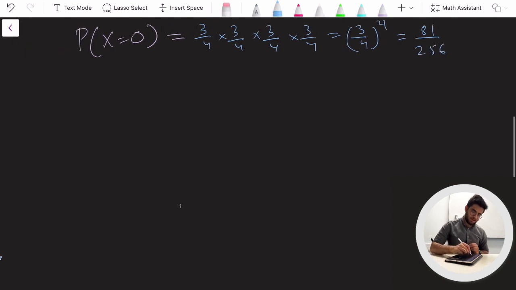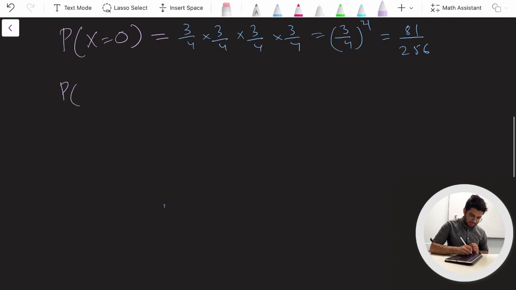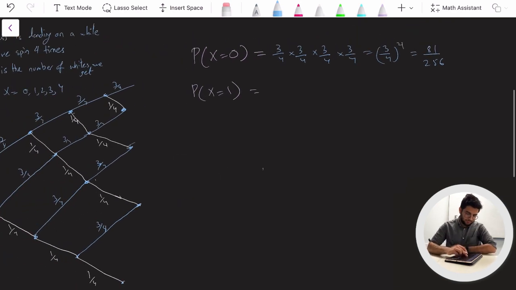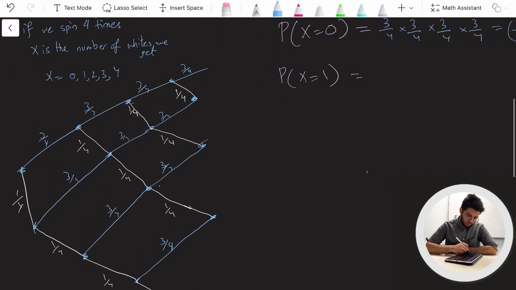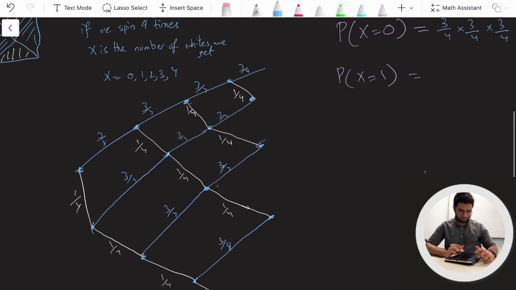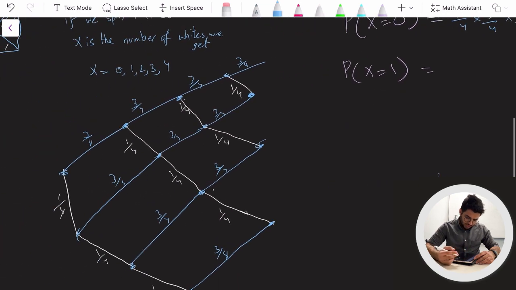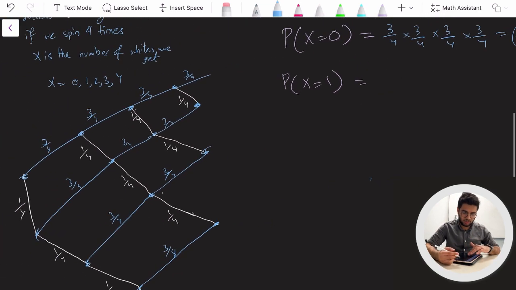Now, the probability that x is equal to 1, calculated in a similar way: you get one white, so you can either get 3 blues and 1 white, or you can get 2 blues, 1 white, and then a blue, or all those sorts of things, and you can just keep finding ways. And basically, in the end, what you get is this.